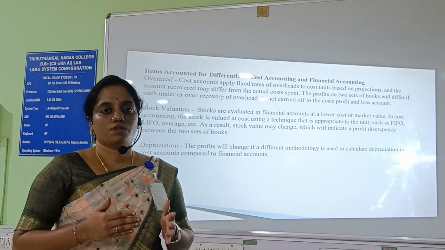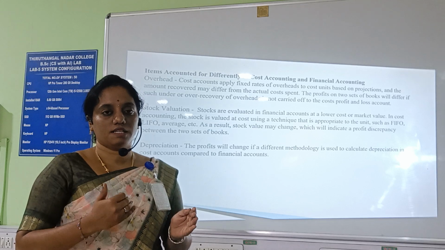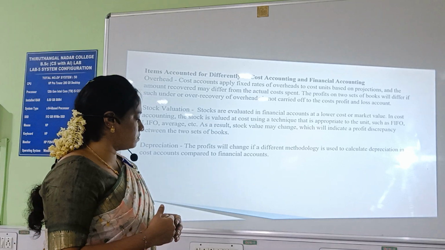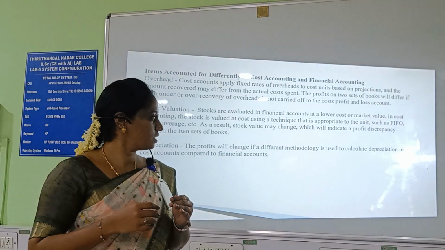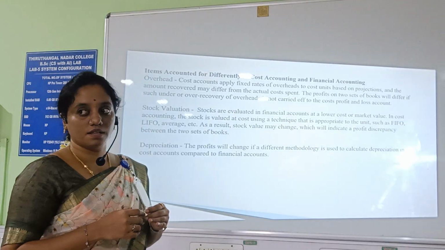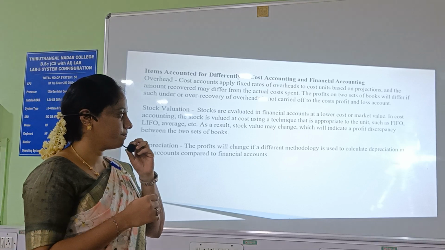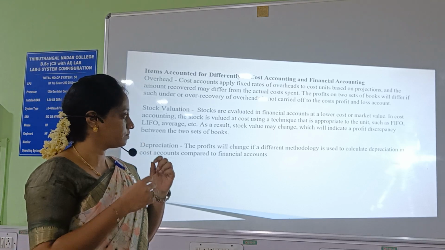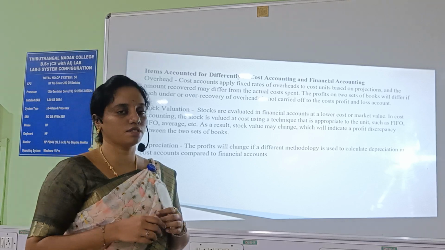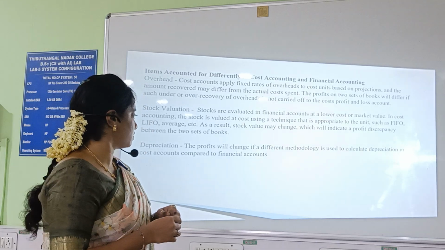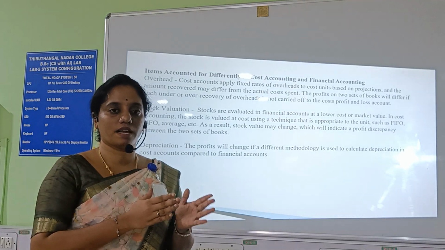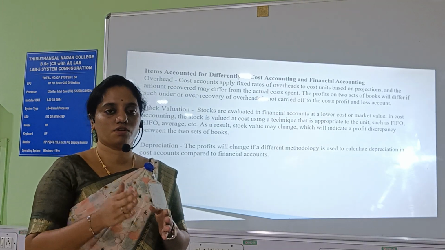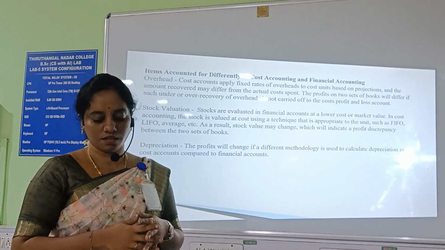The last one is depreciation. Depreciation, as we know, is the decrease in the value of assets. The profits will change if a different methodology is used to calculate depreciation in cost accounts compared to financial accounts. Depreciation is mostly calculated in financial accounts alone. In cost accounts, depreciation is not calculated.